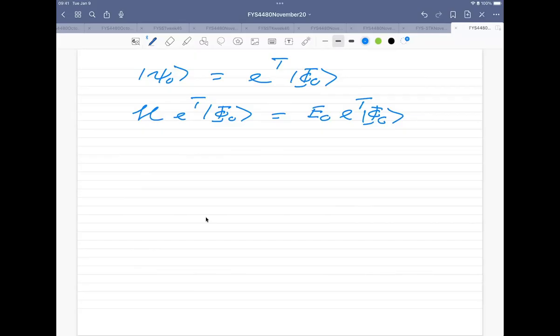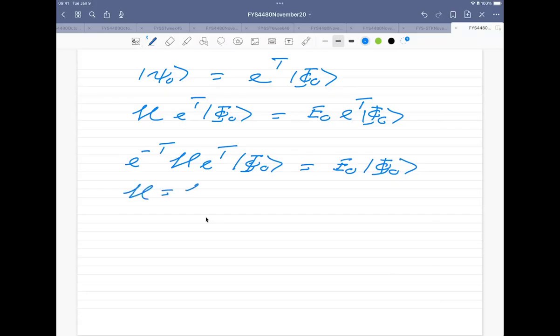So if you multiply this with e to the minus T, of e to the T here of phi 0, let me quickly remind you of this. This is again the same as E0 multiplied with phi 0. And then it's very common to replace this H with the normal ordered operator plus the reference energy, like that.